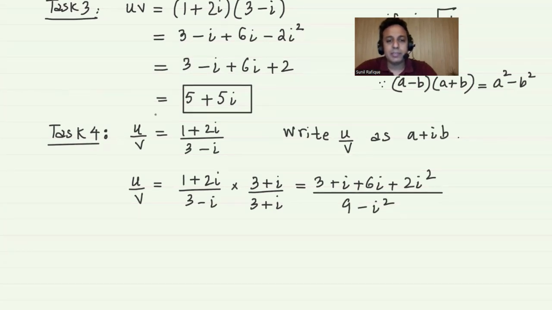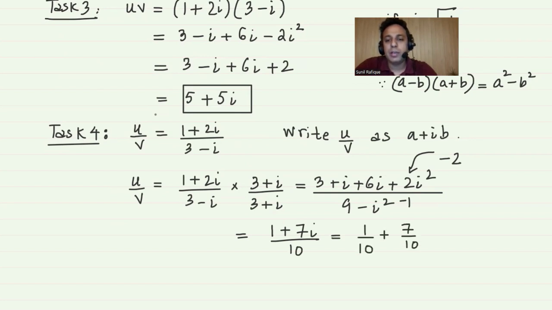Okay, now I can simplify this fraction. Is it all right if I make this −2? I hope you understand, because i squared is −1. So 3 minus 2 is a positive 1, plus 7i, divided by, this will be a minus minus 1, so 9 plus 1, that's going to be 10. In the end, you can write it as 1/10 + 7/10 i, where 1/10 is the real part of this complex number and 7/10 is the imaginary part.